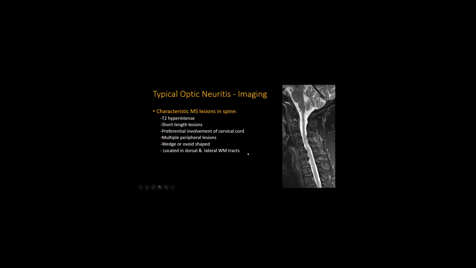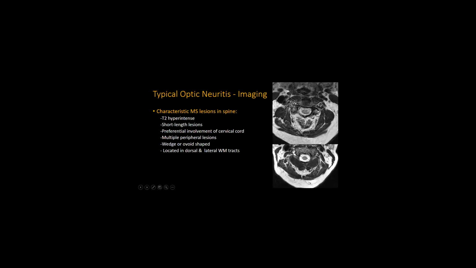What are the characteristic MS lesions in the spine? Again, these lesions in the spine are short length lesions. They involve less than 2 vertebral segments. There is preferential involvement of the cervical cord. Again, these lesions are T2 hyperintense. When we look at them on the axial plane, they are ovoid, almost wedge-shaped lesions, and they're typically located along the periphery of the cord.